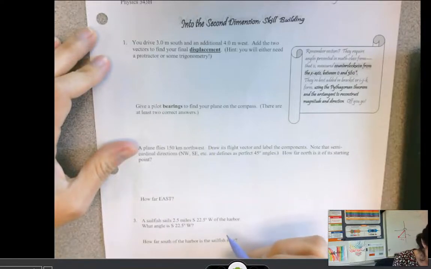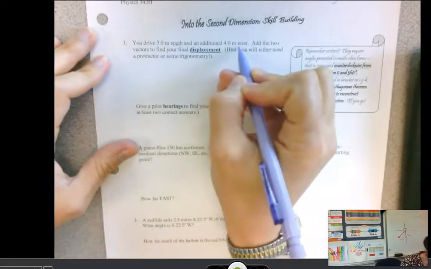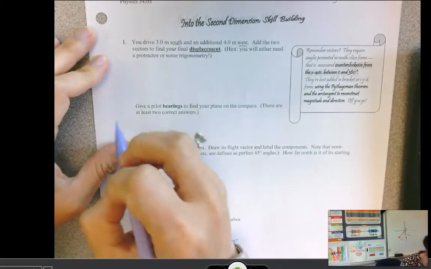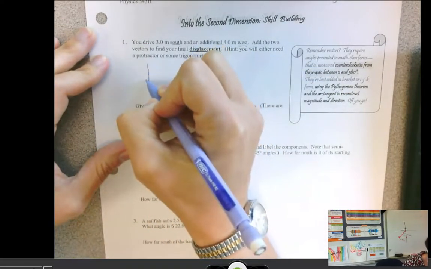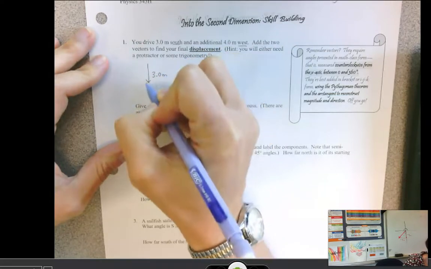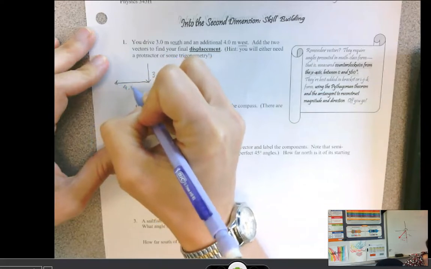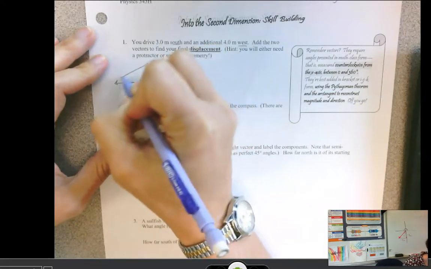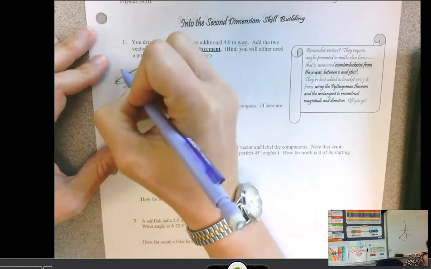Here are the vector skills you're going to need for physics. Pay attention to directions. This is going to be the big deal for today. Always, always include your arrow. Here's the first. Here's the second. And we can see the resultant here coming straight out of a 3, 4, 5 right triangle.